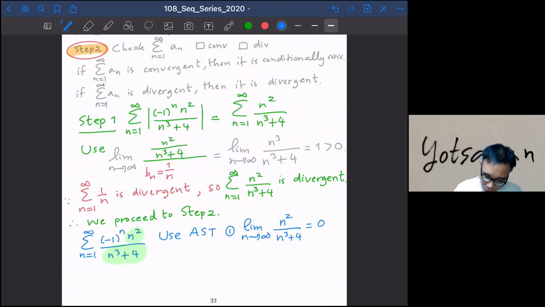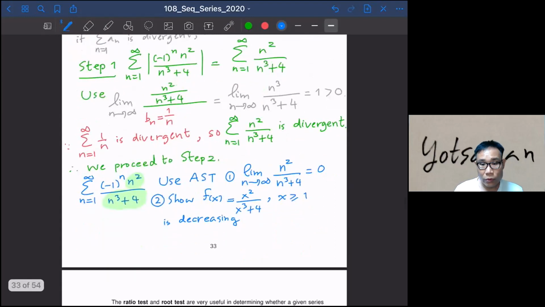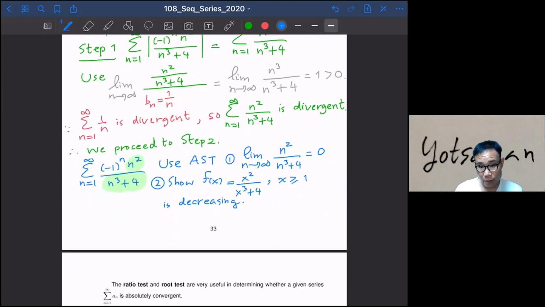And step 2, you need to show it is decreasing. So you need f(x) equal to x squared over x cubed plus 4, for x greater than or equal to 1, is decreasing. So you need to differentiate, and you need to conclude that this guy turned out to be decreasing.